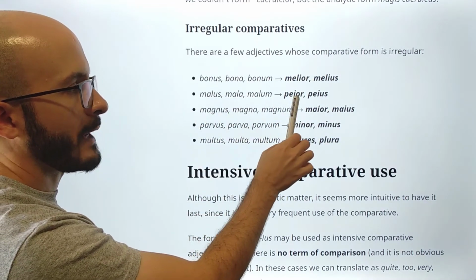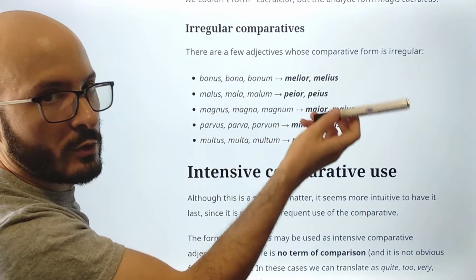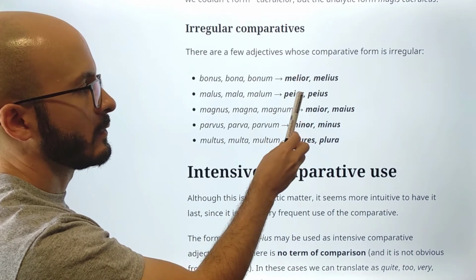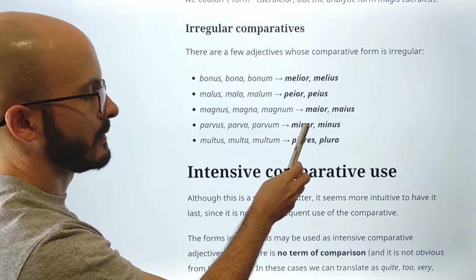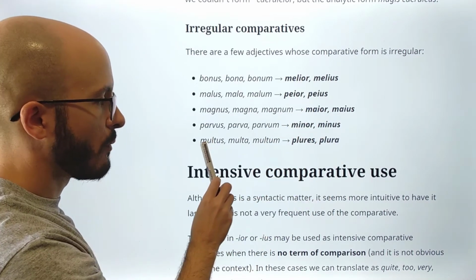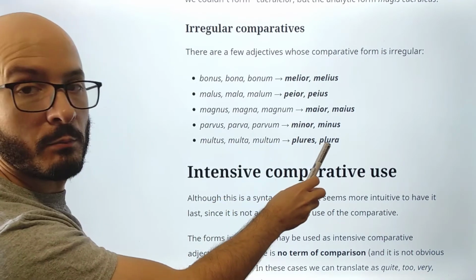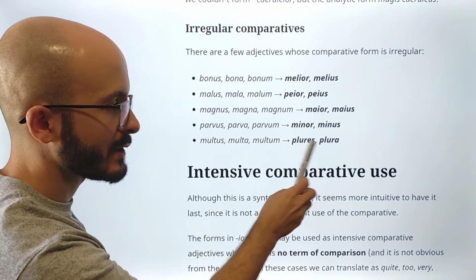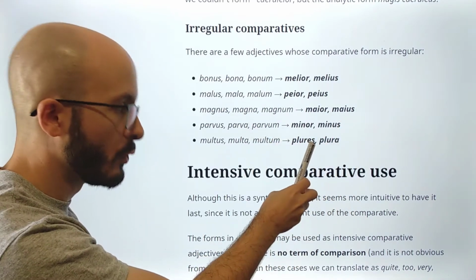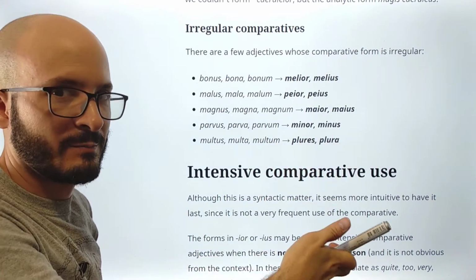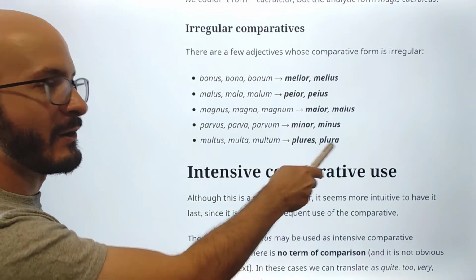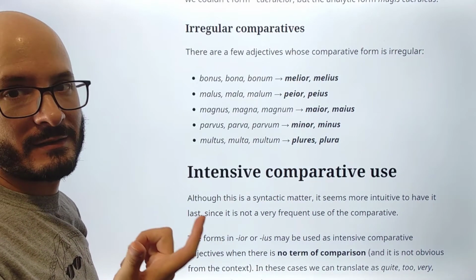Malus, mala, malum, peior, peius. So of course it would be better, worse, bigger, smaller, and from multus, multa, multum, it's plures, plura. And of course, you see that it only appears in the plural because plures, okay, plural, okay? It can only appear in plural.